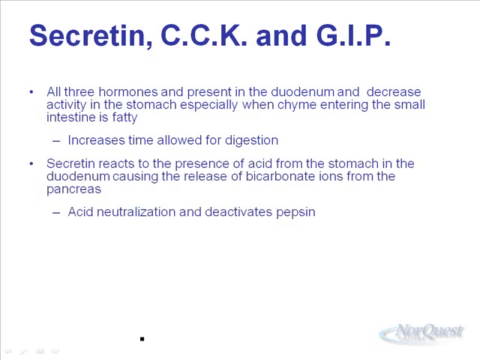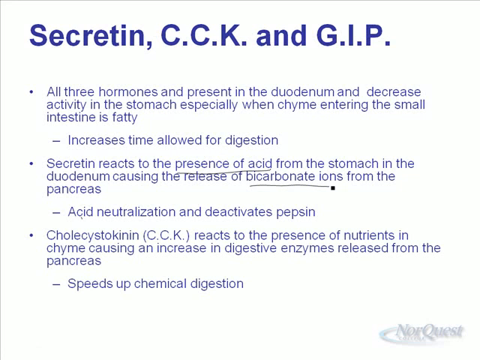Now secretin has another role. It's the one that's going to react to the acid. So we have this acid coming from our stomach into our small intestine. We want to make the pancreas release bicarbonate ions. It also deactivates the pepsin.